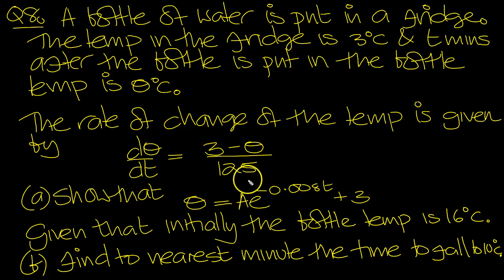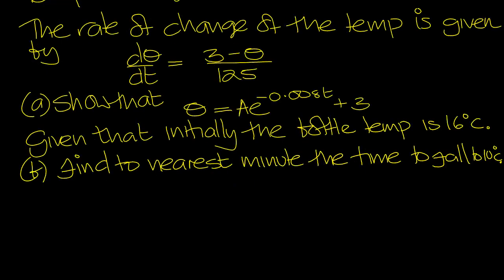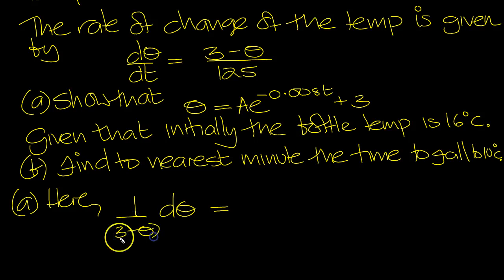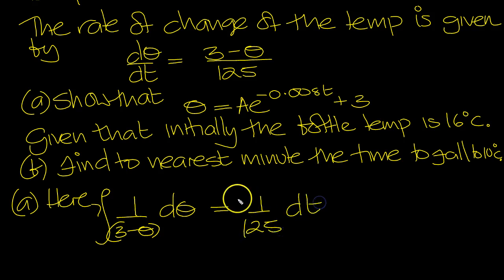Okay, we've got this differential equation, we need to solve it. So here, separating the variables and integrating. So integral d theta, then move the dt up. We need to move the 3 minus theta down, don't we? So 1 over 3 minus theta, integral, so I've moved that down there to be with the d theta. Move the dt up to be with the 1 over 125 dt. And integrating. So there we are.